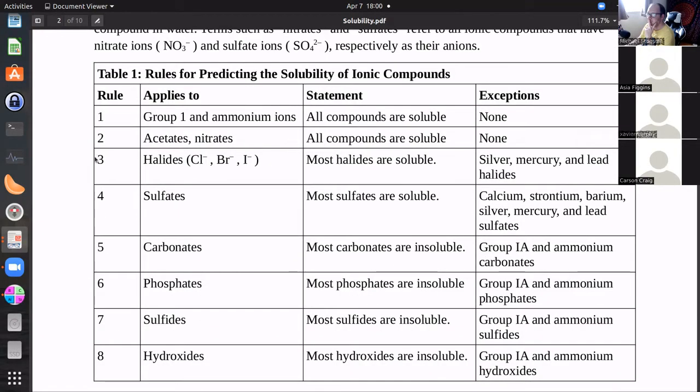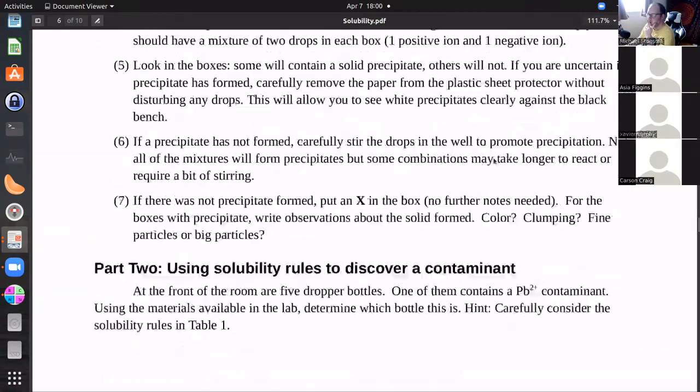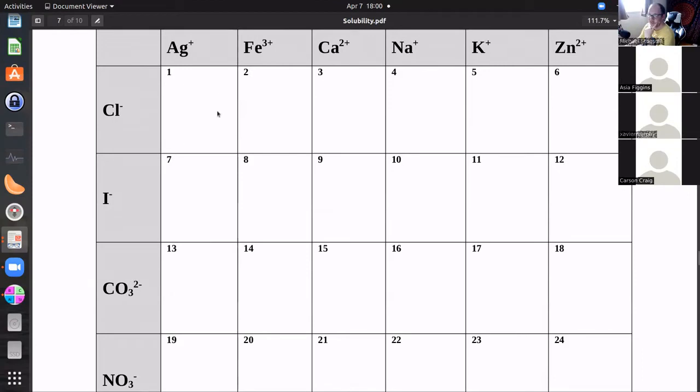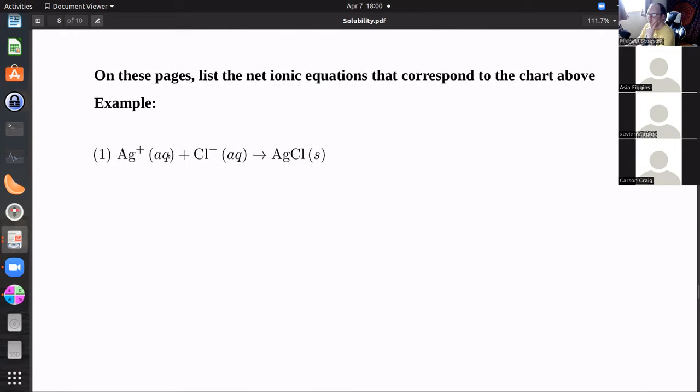So if we come up here, that would be this rule number 3. So we have our chloride mixed with silver, which is one of our exceptions. So chloride's normally soluble, but it's an exception when you have silver. So that means that silver chloride is going to form a precipitate, okay? And if we come down here, we can write the net ionic equation down here as a silver cation mixing with a chloride anion to form silver chloride solid, okay?